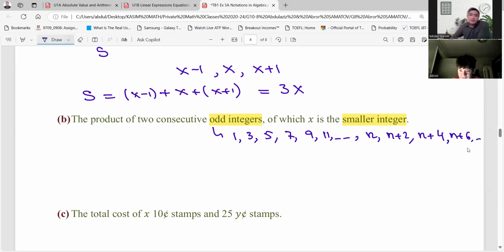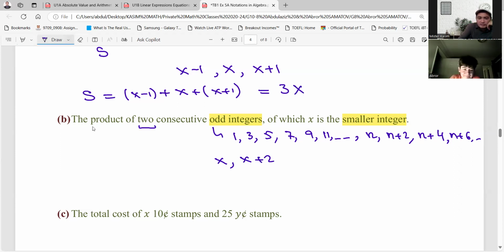And now we are talking about 2 consecutive integers, right? The smaller one is x. If the smaller one is x, what will be the bigger one? x plus 1. And for odd integers, x plus 2. They are odd integers, right?